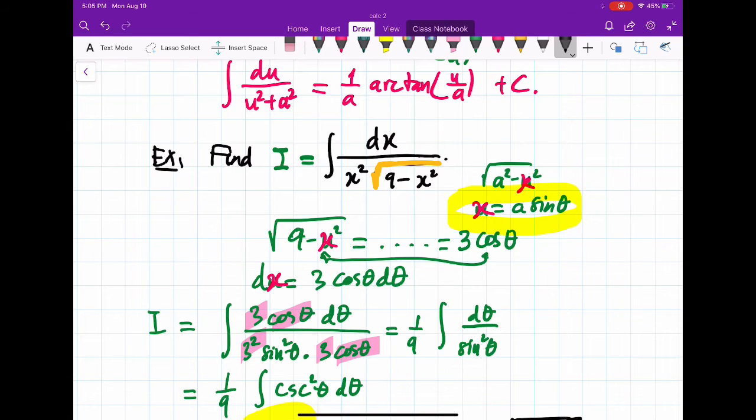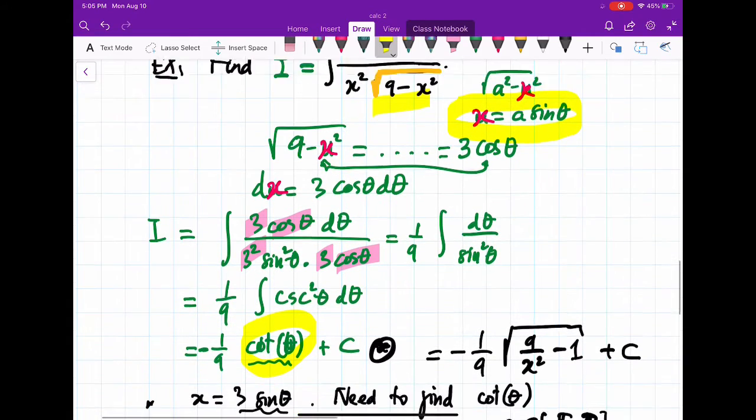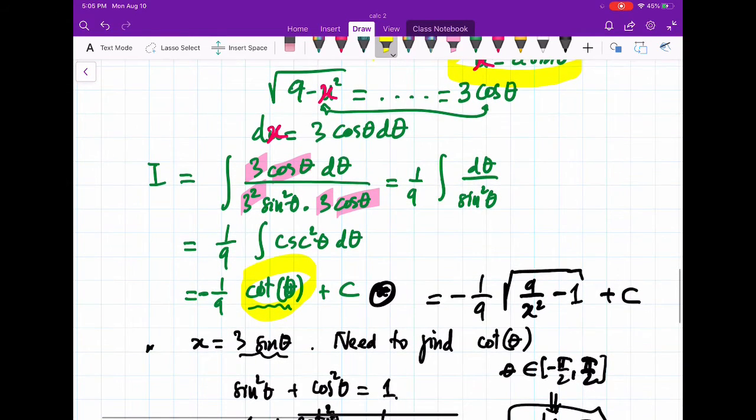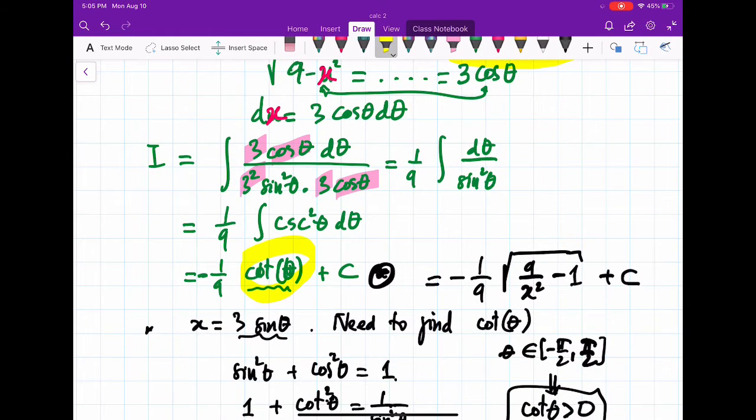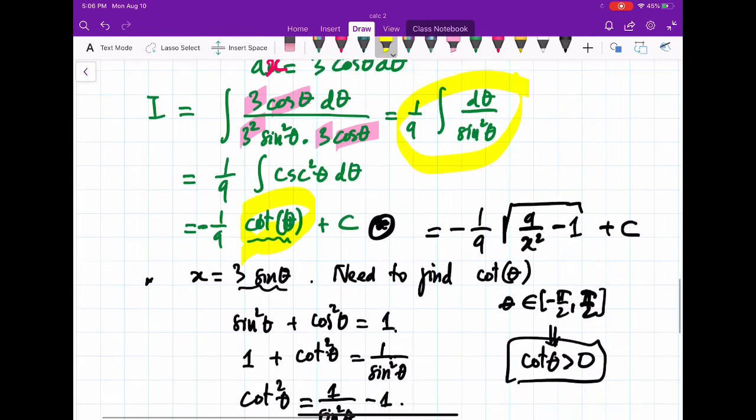If you see something like this, try to use the substitution. Once you did substitution, you might simplify something, and your function would be very nice like this, and then you can find cotangent of this. Again, right? You need to solve that.